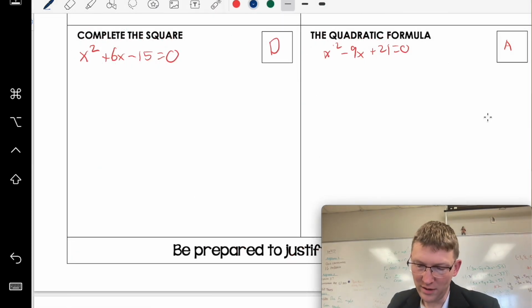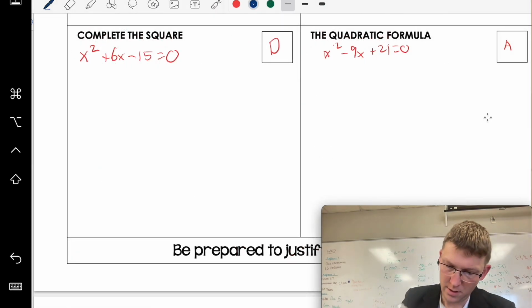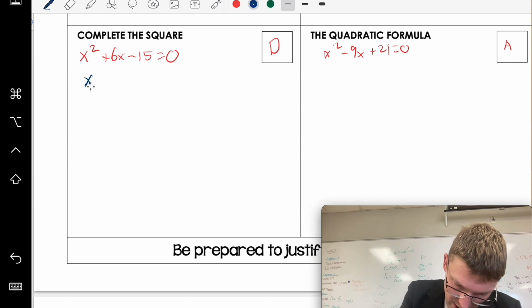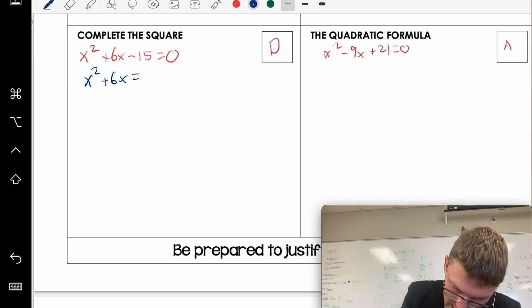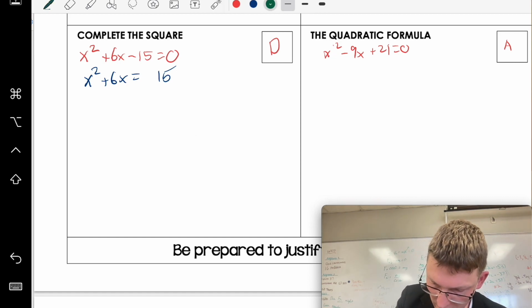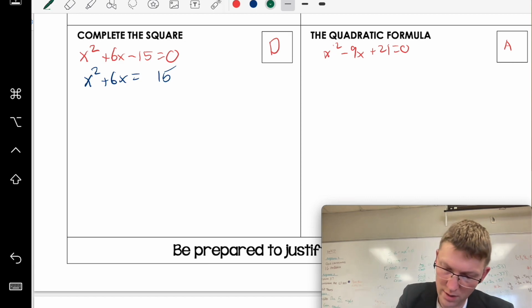Completing the square is everybody's favorite. Let me see if I remember how to do it. Just kidding, I remember how to do it. X squared plus 6x equals 15. So I'm getting rid of that 15. I'm just kind of storing it on the other side. And got to do my little research to figure out what number to add.